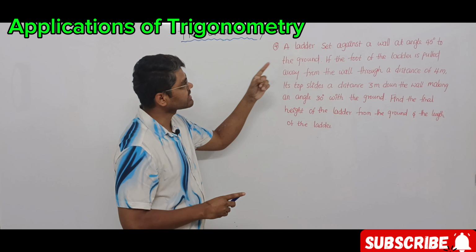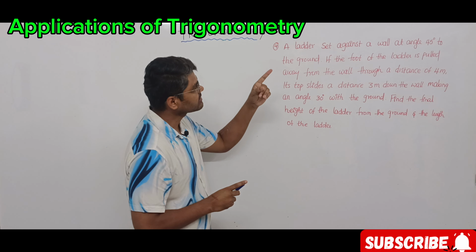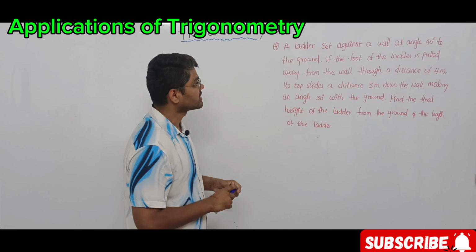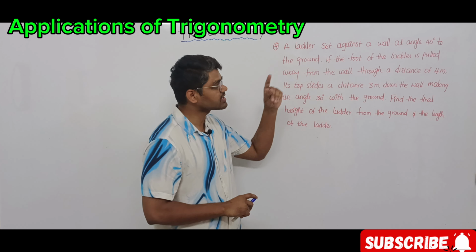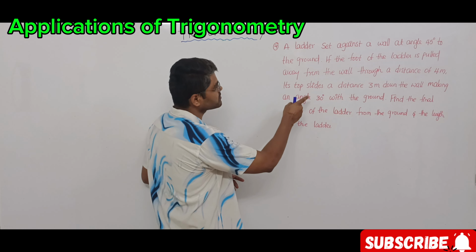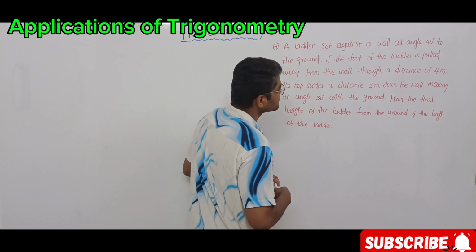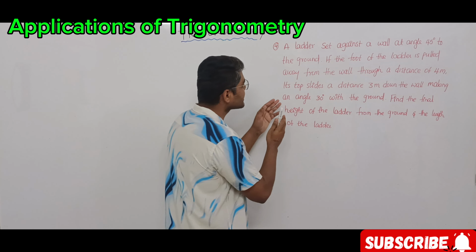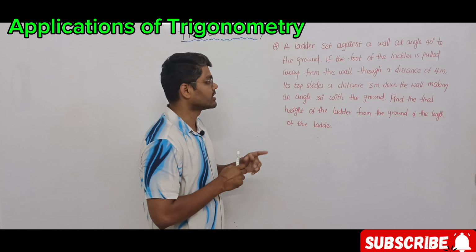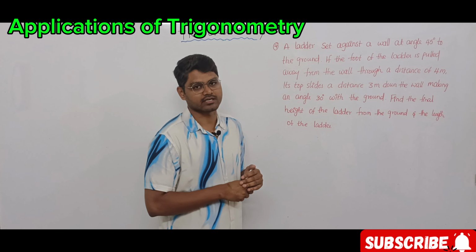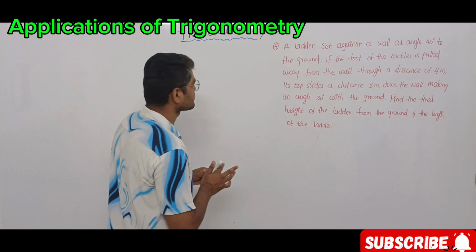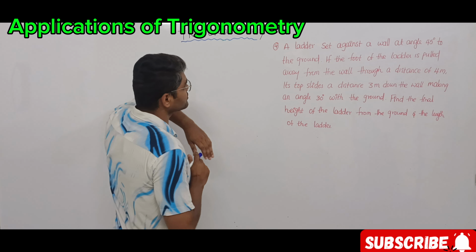Let's see this question. A ladder is set against a wall at an angle of 45 degrees to the ground. If the foot of the ladder is pulled away from the wall through a distance of 4 meters, its top slides a distance of 3 meters down the wall, making an angle of 30 degrees with the ground. Find the final height of the ladder from the ground and the length of the ladder. Okay, let's see. This is a very interesting question.